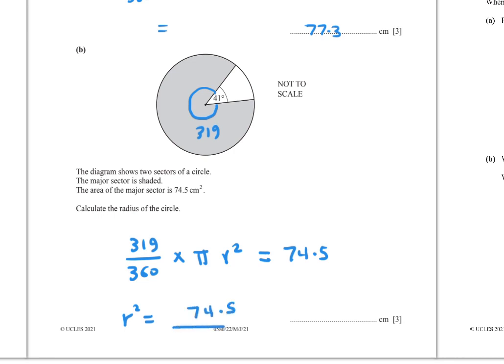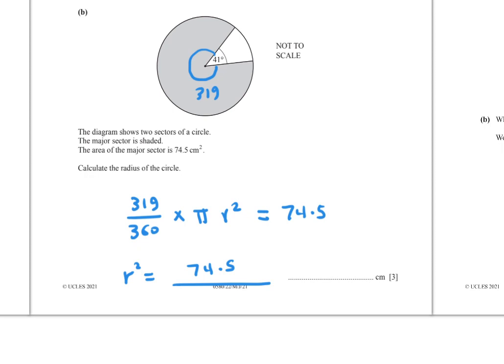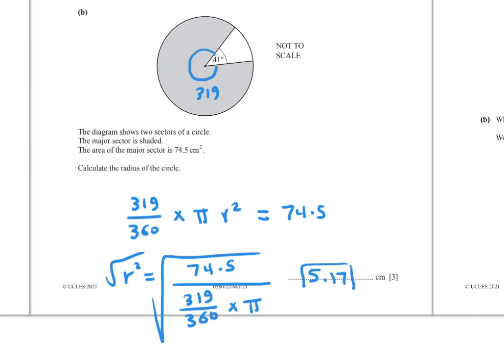74.5 divided by 319 over 360 times pi. Then to find r, square root both sides, so r equals 5.1723, to significant figures.